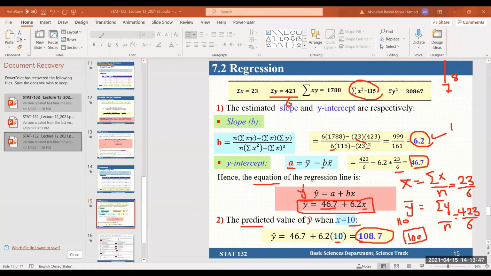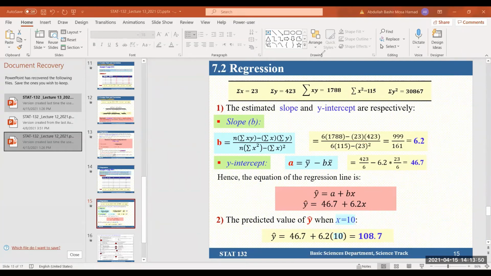Everything clear about this class? It is important, we have 5 marks in the exam. This topic will be in the final. I don't know how many questions will be taken from this topic, but it weighs 5 marks. 5 marks is too much, by the way. The exam is out of 40.